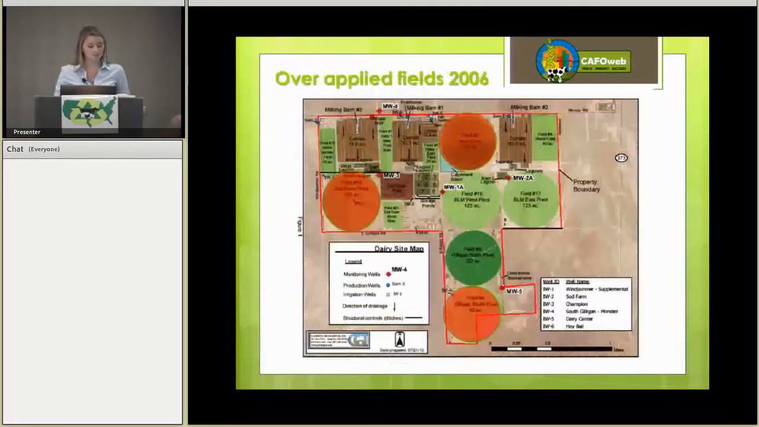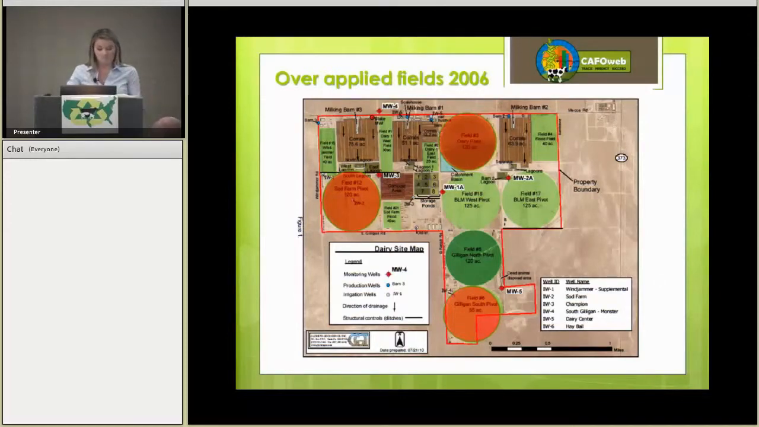CAFOweb is currently being used at over 11,000 acres of land application fields, and it was developed on a dairy that is being used as the case study in this presentation and is shown here on this slide. Before the dairy had CAFOweb, the farmer applied green water to fields with no real decision-making process. For example, in 2006, the year we're looking at here, he ended up over-applying to the 3 fields shown in red.